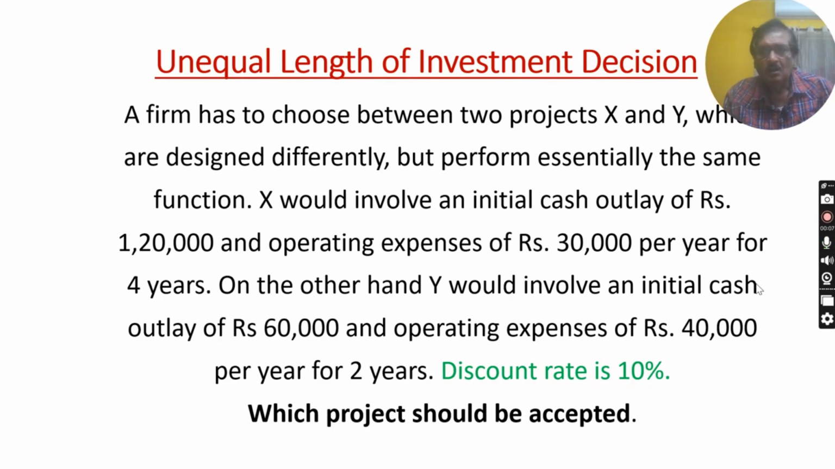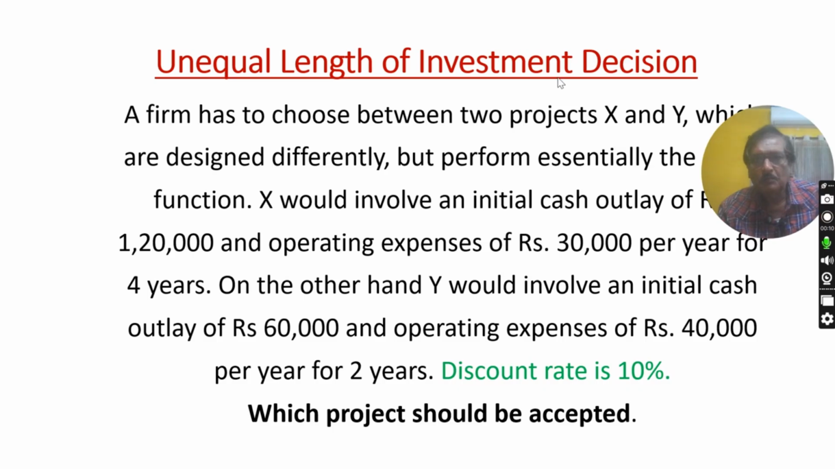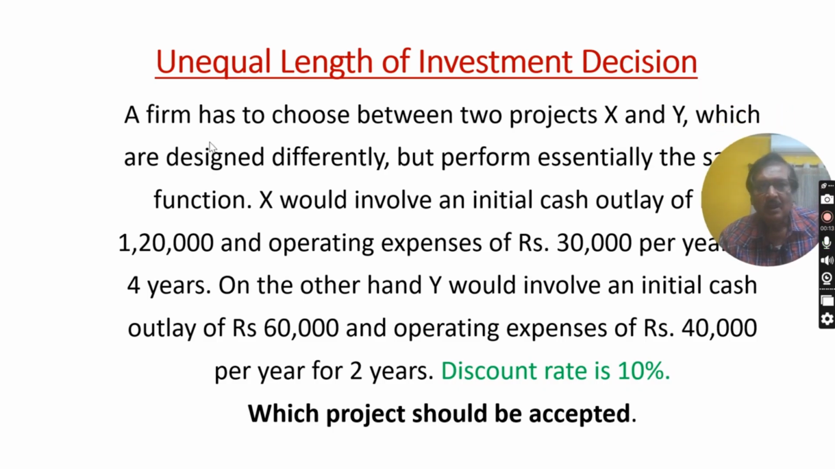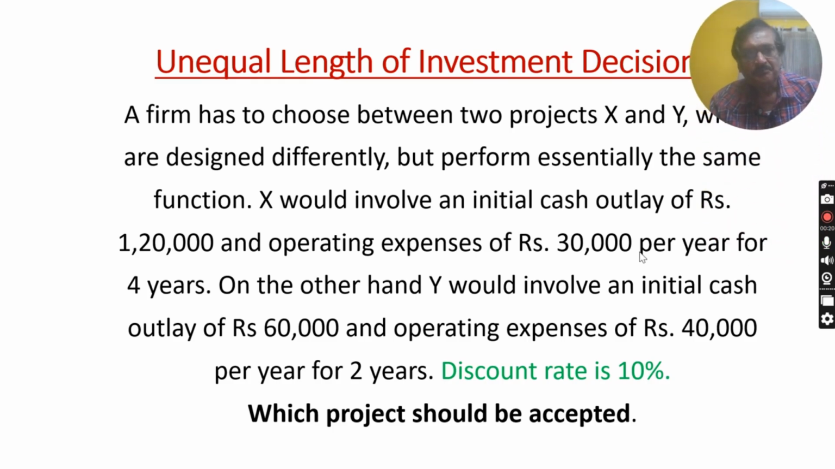Today I am going to discuss unequal length of investment decision. A firm has to choose between two projects X and Y which are designed differently but perform essentially the same function. X would involve an initial cash outlay of rupees 1,20,000 and operating expenses of rupees 30,000 per year for 4 years. On the other hand, Y would involve an initial cash outlay of rupees 60,000 and operating expenses of rupees 40,000 per year for 2 years.